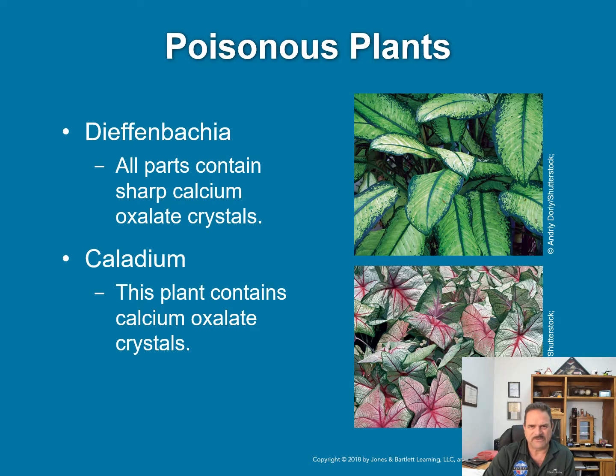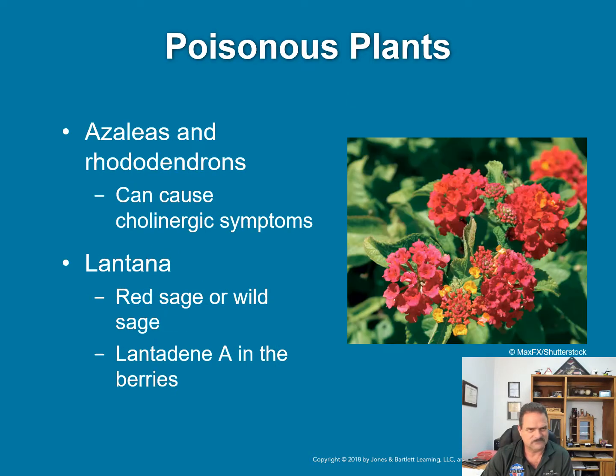Caladium, it has multicolored leaves. You can see here, same results as the Dieffenbachia. Azaleas and rhododendrons can cause cholinergic types of symptoms. Lantanas, red sage or wild sage. Lantanin A is also within the berries. It can cause some poisonings. Pretty flowers though.